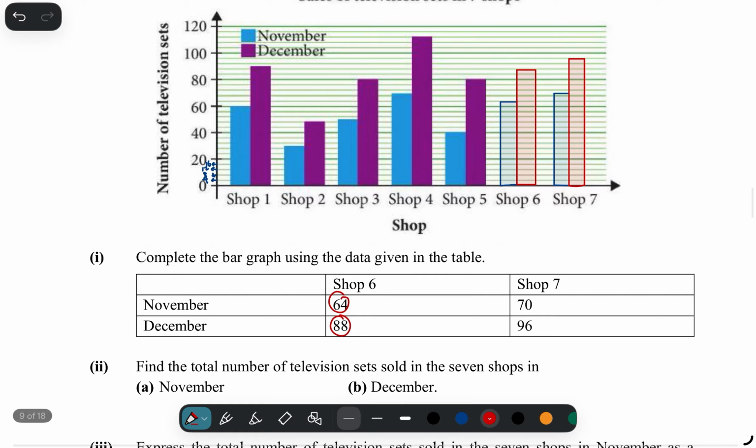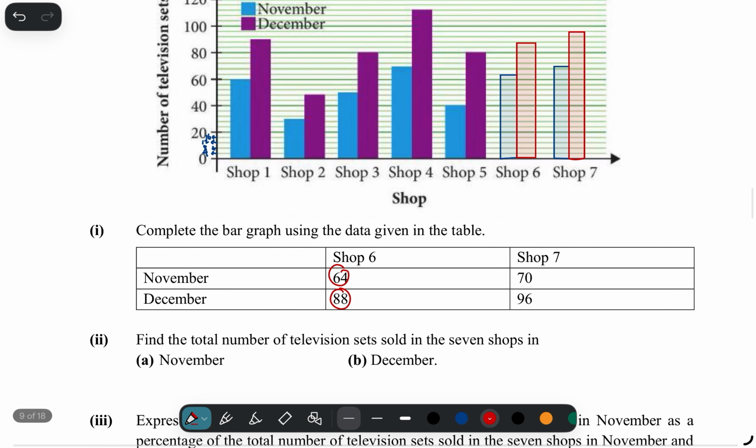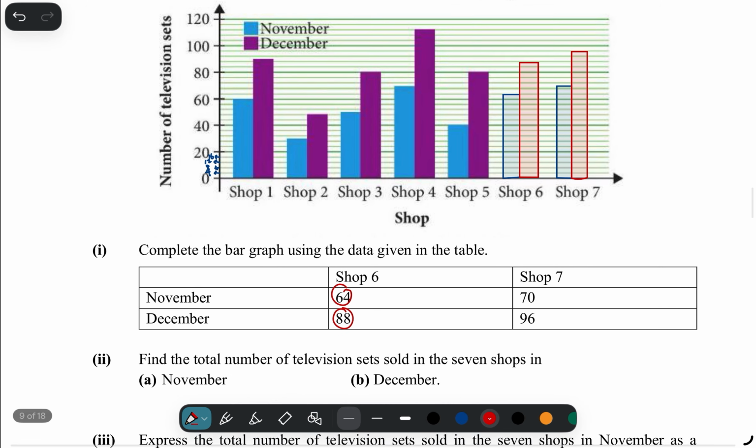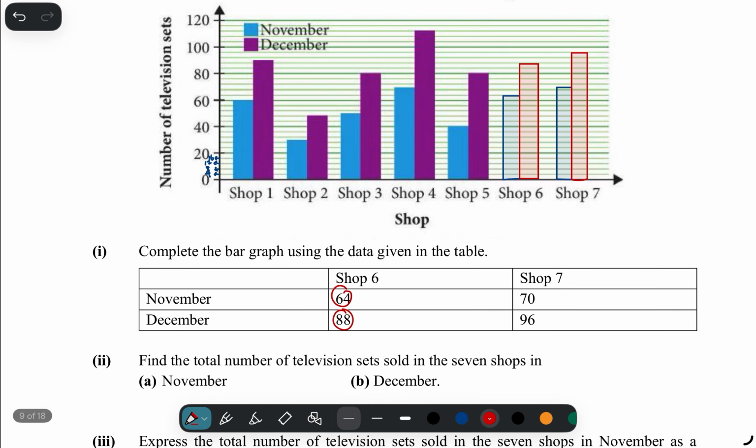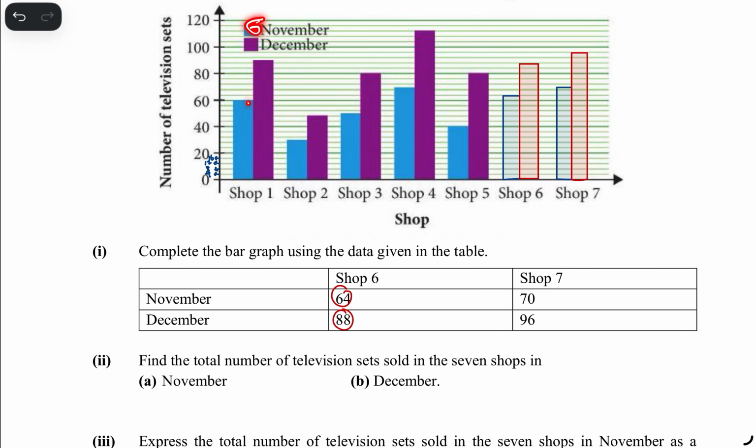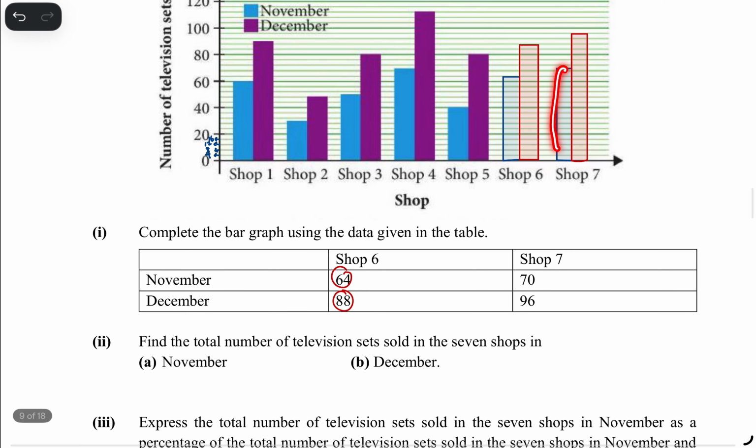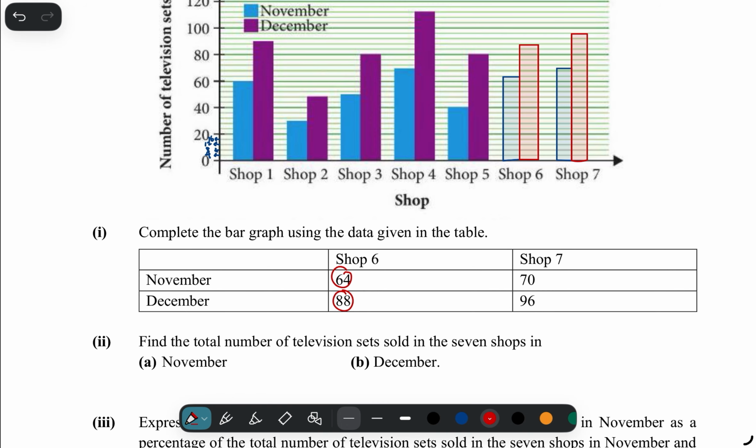Alright, so now moving on from here, find the total number of television sets sold in the 7 shops in November and December. So total number very simply over here. November means I want to add up for each shop, the blue color bar. I read out all the numbers over here. I add up to find the total number of television sets sold in November. So I read my diagram over here. Maybe I write out so it's very clear on my diagram.